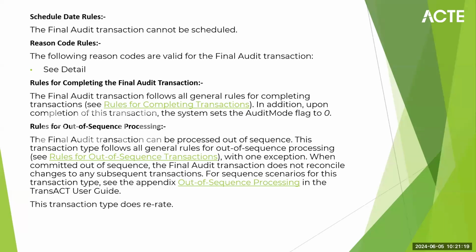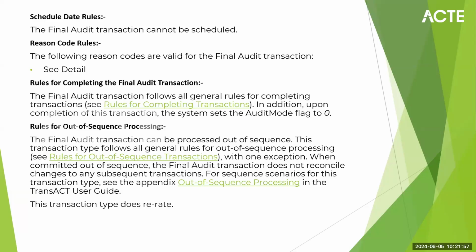Okay. Reason codes. What are the reason codes? Rules for completing the final audit transaction: the final audit transaction follows all general rules for completing the transaction. In addition, upon completion of the transaction, the system sets the auto audit mode flag to 0. Nothing but when you are doing this final audit transaction, once you have done the particular transaction, the system will set the automatic audit mode flag to 0. Nothing but by default it is kept as previous data. Okay.